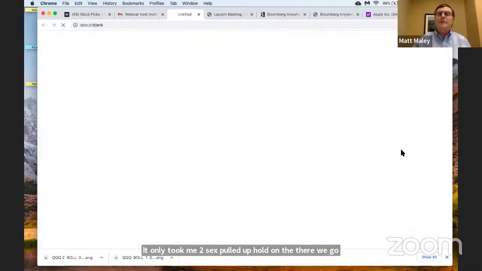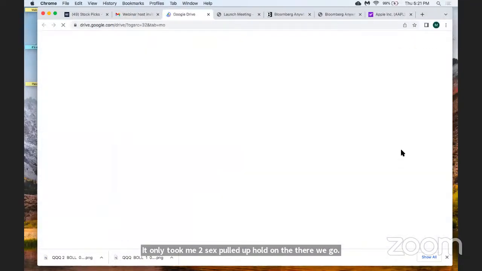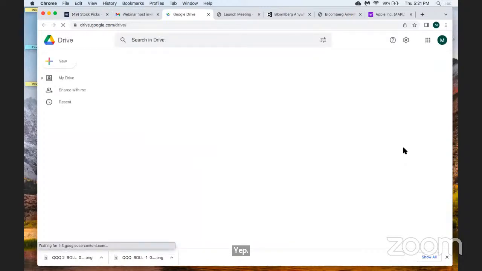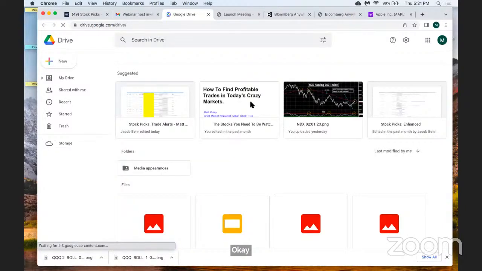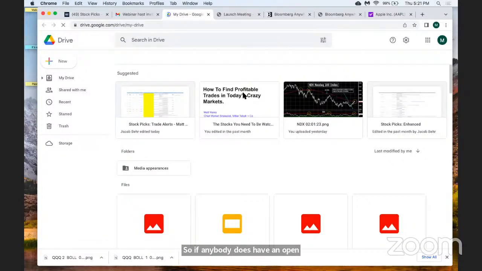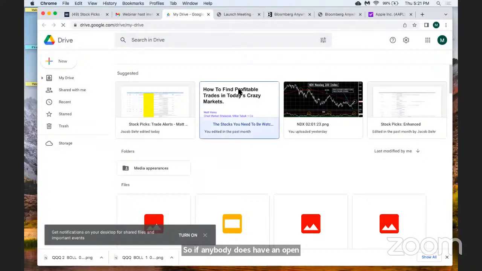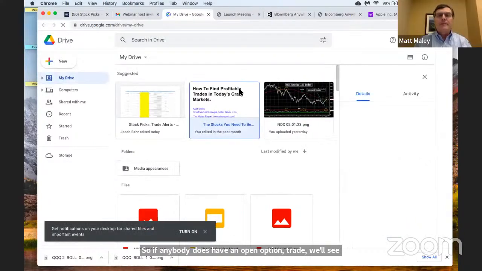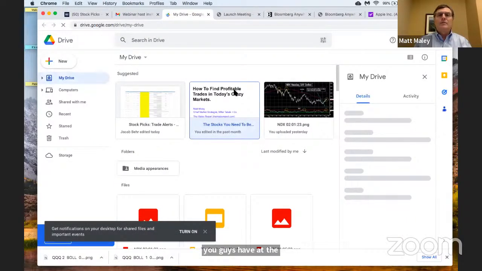There we go. The last poll I got is whether anybody has an options position. If anybody does have an open options trade, we'll see how many people have options trades open right now, and maybe we can review some of the trades you guys have at the end. That'd be great. All right, let's do it.